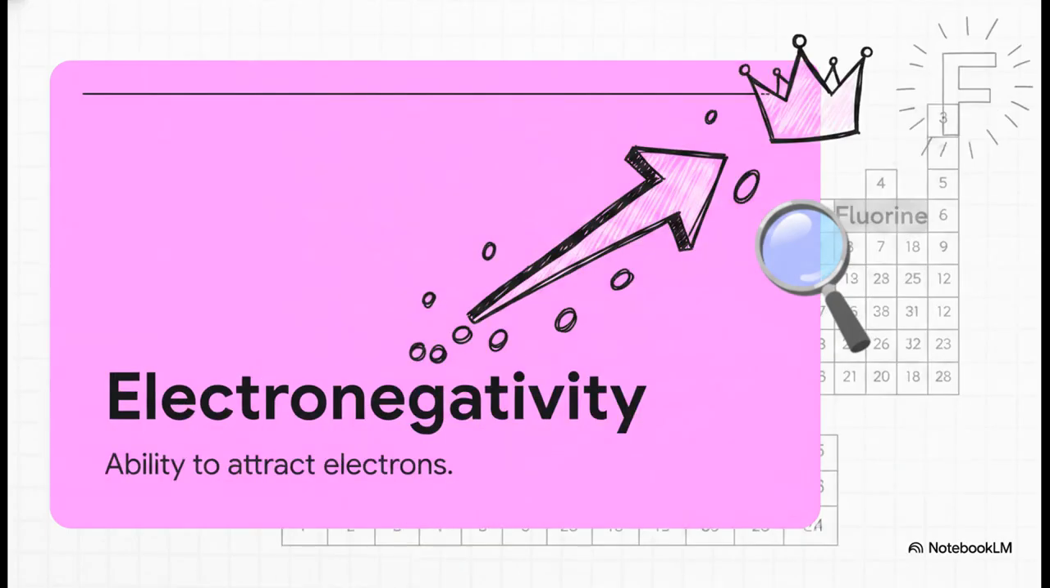The third superpower term is electronegativity, which is an atom's ability to attract shared electrons towards itself in a chemical bond. Now, what's really interesting here is that fluorine, sitting near the very top right of the map, is the absolute undisputed champion of electronegativity. It aggressively pulls electrons toward itself. No other element even comes close.